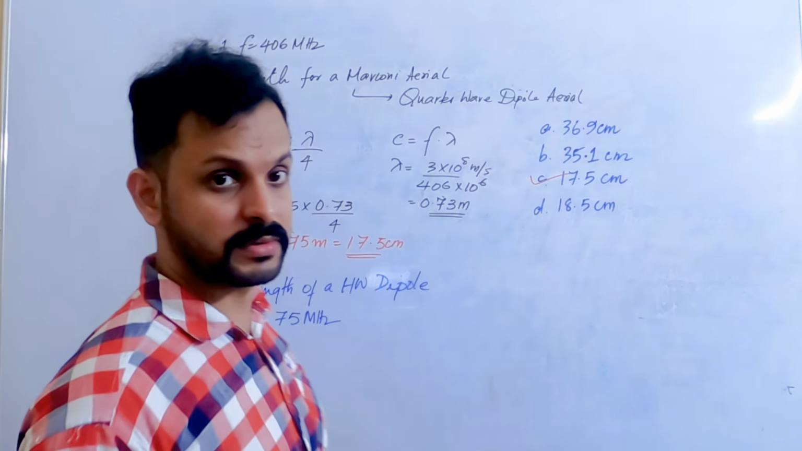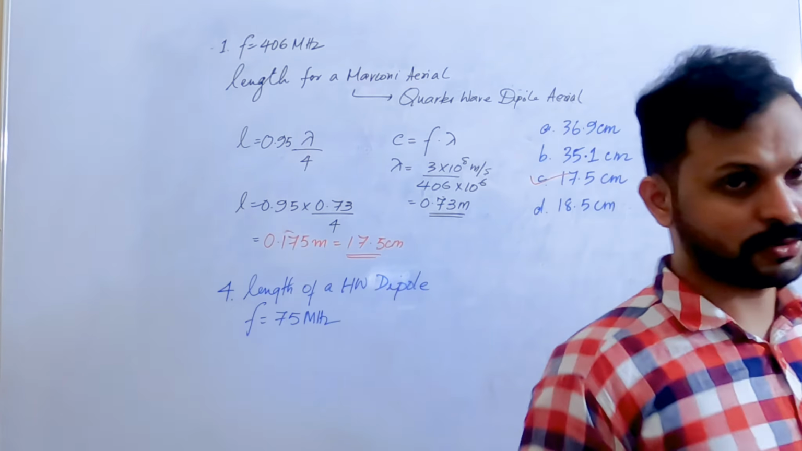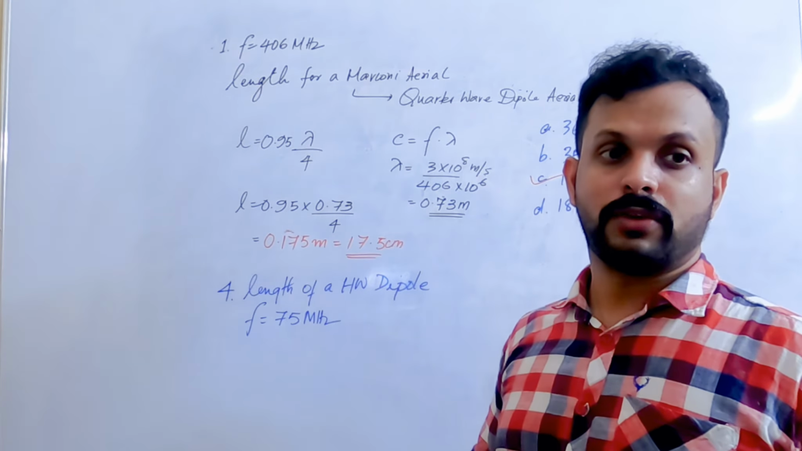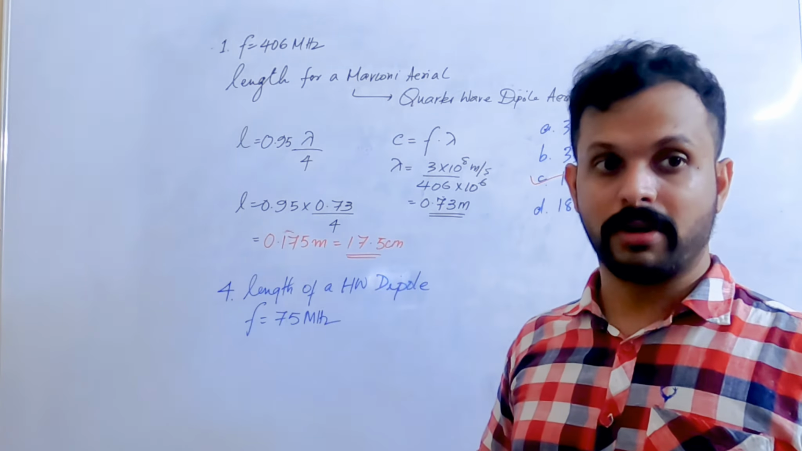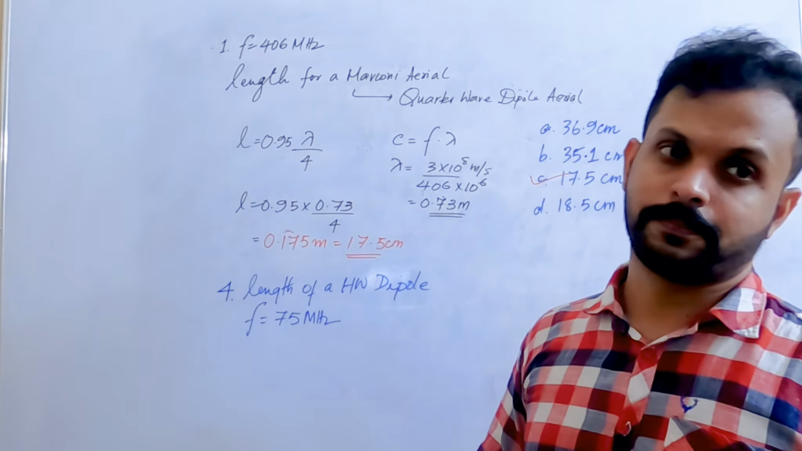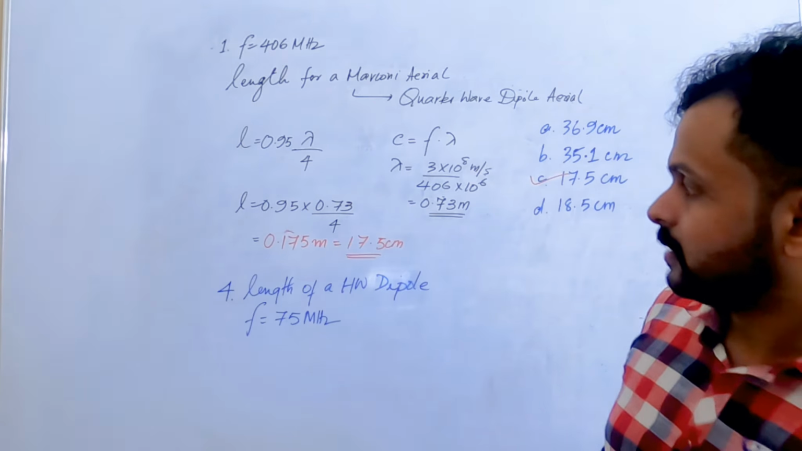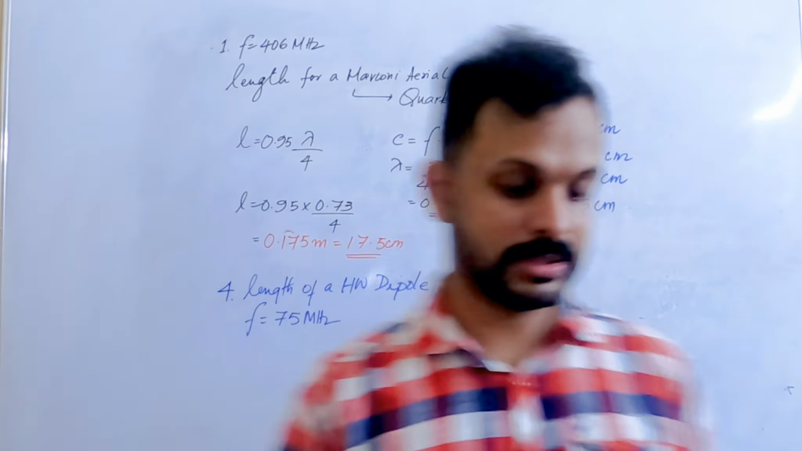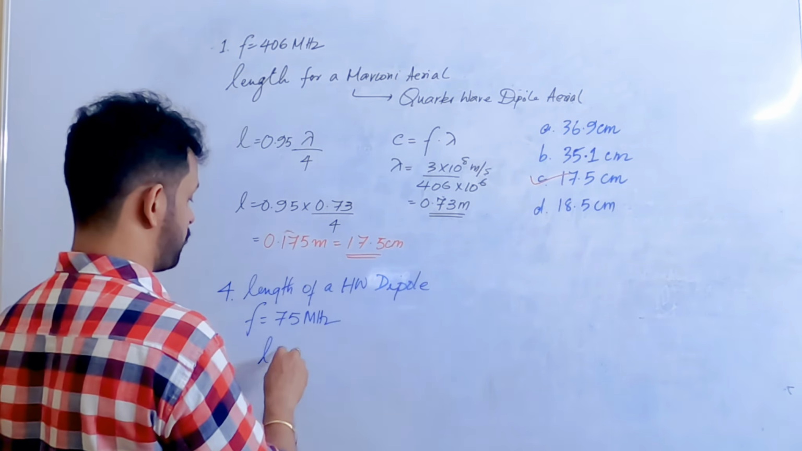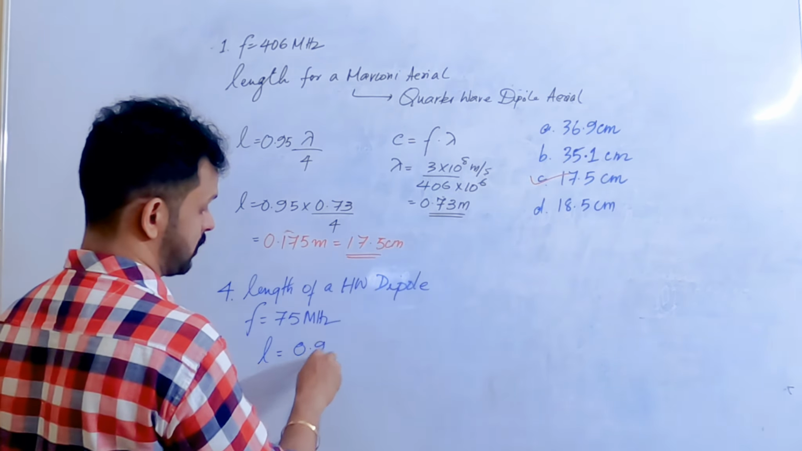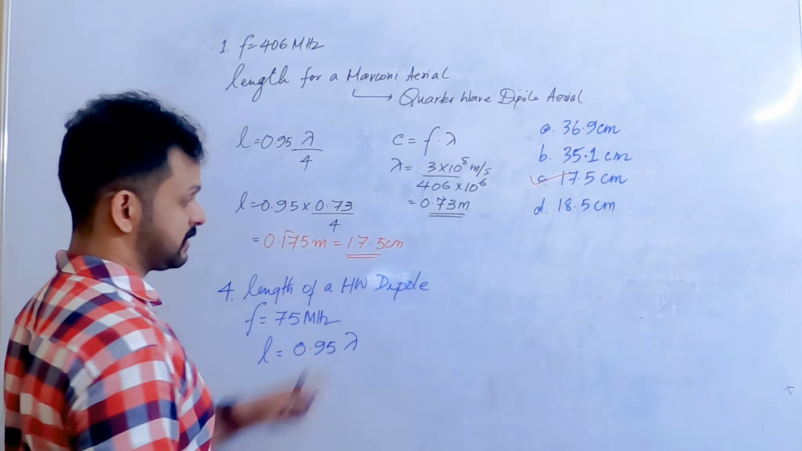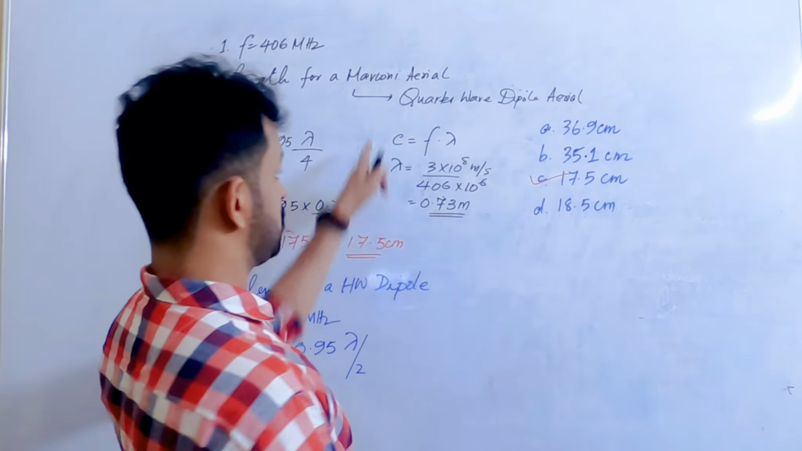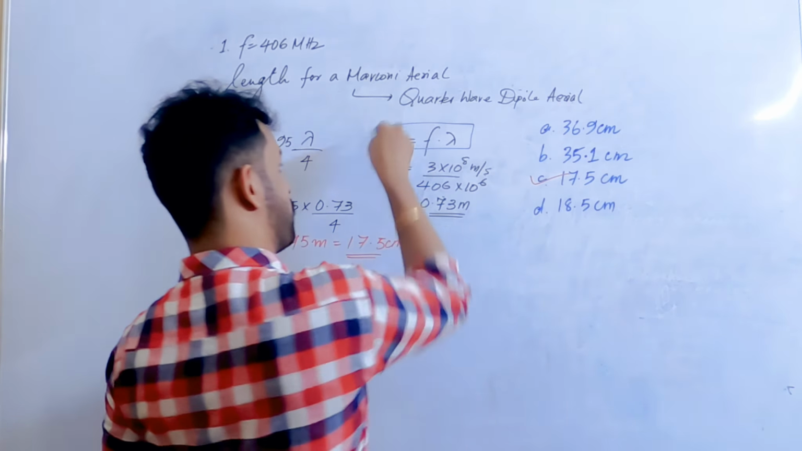Now, can you tell me what frequency this is? This is also something which I have told you somewhere. 75 megahertz is your ILS marker beacon operating frequency. So for a frequency of 75 megahertz, what should be the length of a half-wave dipole antenna? Again, the length of a half-wave dipole antenna is 0.95 times lambda, but since it is half-wave dipole, it is lambda by 2.